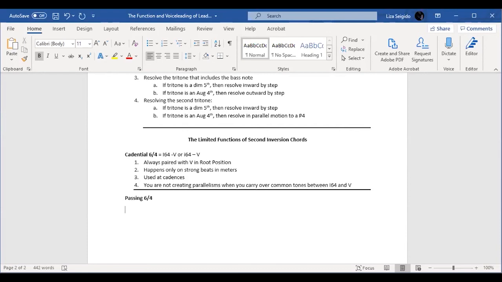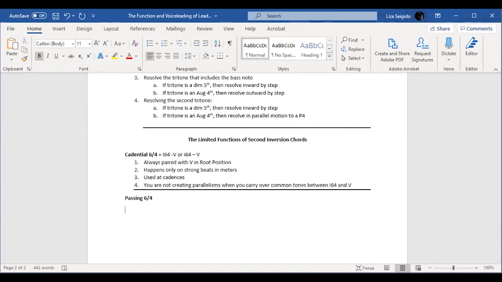And the most common passing 6/4s are 5/6/4, and that's used to extend the 1 harmony. And actually 1/6/4 is a popular passing chord to extend the 4 chord. So if you see a 1/6/4 chord happening between 2 versions of the 4 chord and it's happening on a weak beat, that is not a cadential 6/4. It's acting as a passing 6/4. Now, again, these aren't the only passing 6/4s. They're just the most popular.